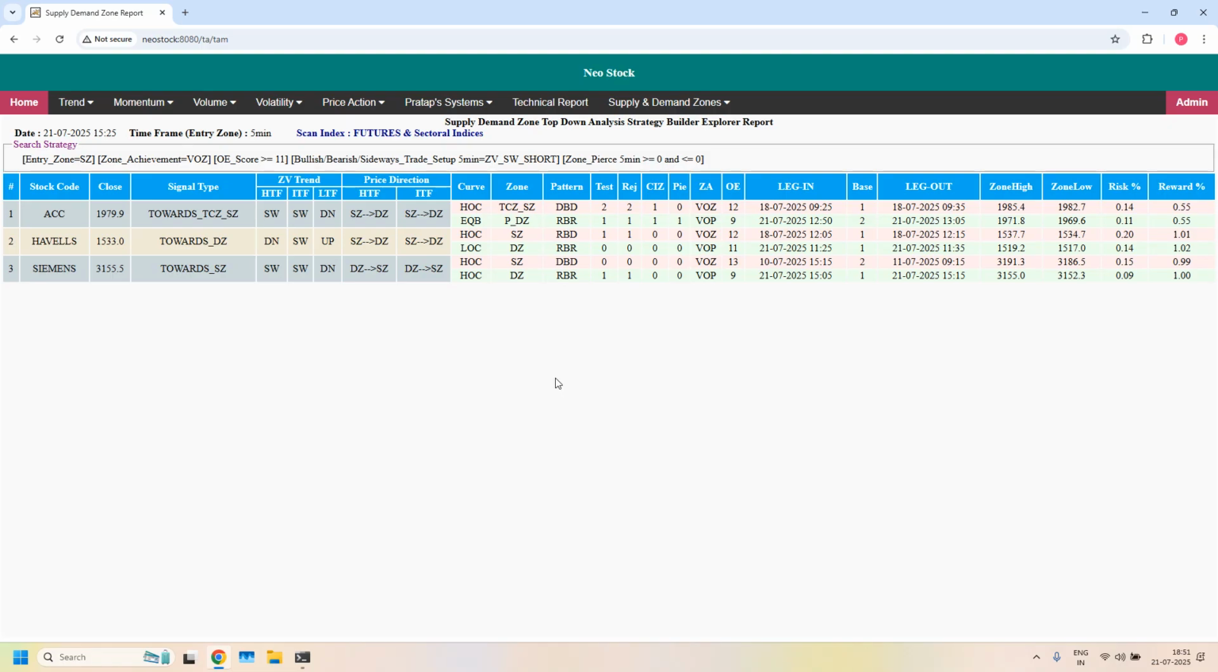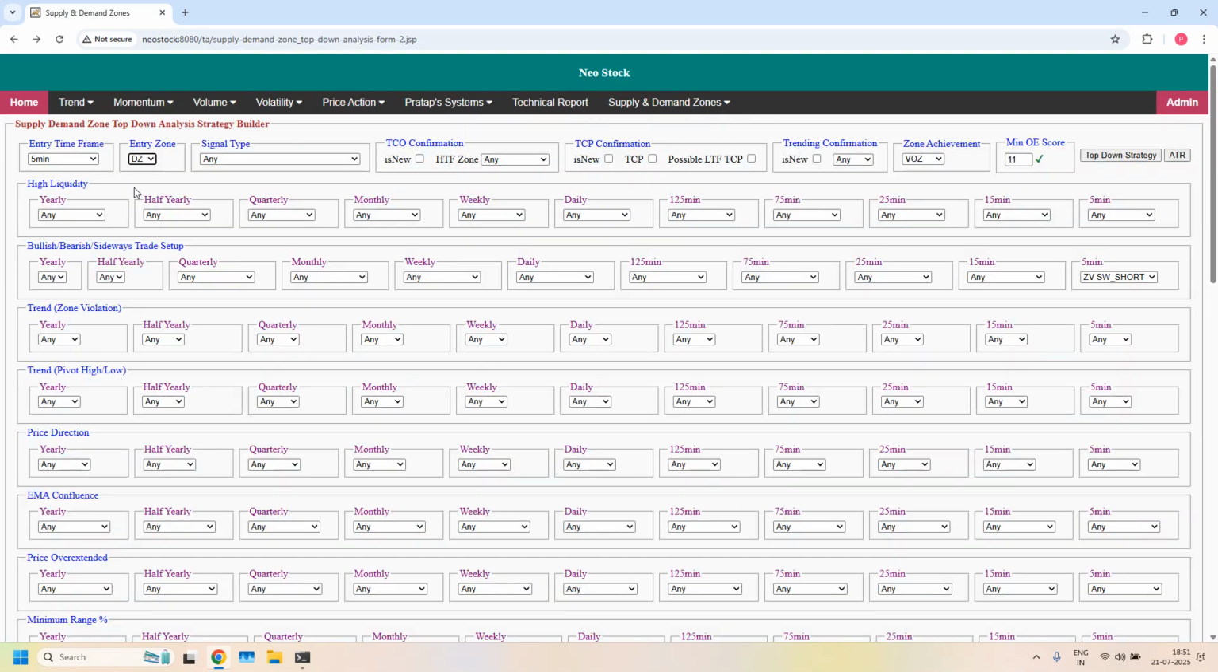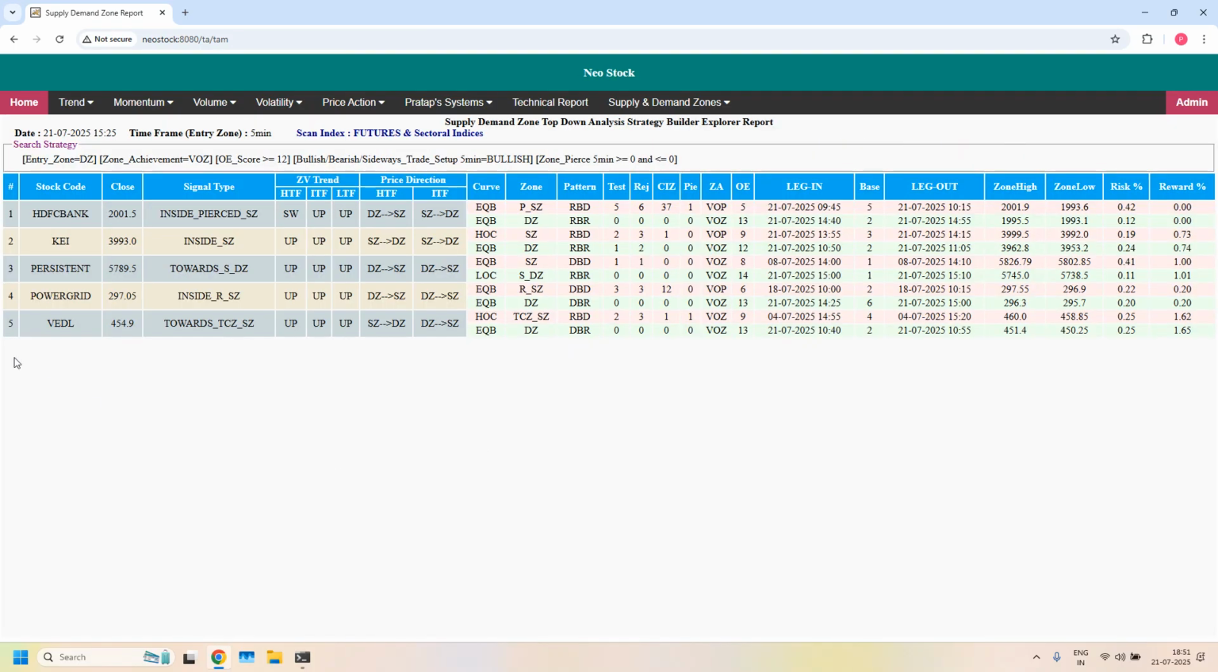Okay, next, bullish trade setup for hourly income trade. The changes are 5 minutes demand zone. Here bullish, and the minimum odd enhanced score should be 12. Zone achievement always we was at. We got 5 stocks supporting bullish trade setup for hourly income trade. Entry time frame zones are 5 minutes demand zones.